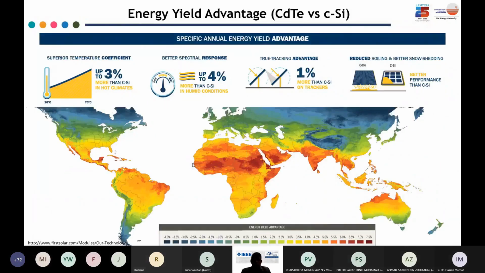And I'm going to show all the good things about cadmium telluride versus crystalline silicon. First of all, it has a superior temperature coefficient. About 3% more energy it may produce in a year in hot climate conditions. It has better spectral response. It has a tracking advantage, and finally, it has an advantage because we do not use any frame. Crystalline silicon solar panels use a frame, so there's a problem of siltation and soiling. That introduces a shading effect, but here there is no frame, so the dust will simply fall down. So these are the advantages if you compare cadmium telluride with crystalline silicon solar panels.